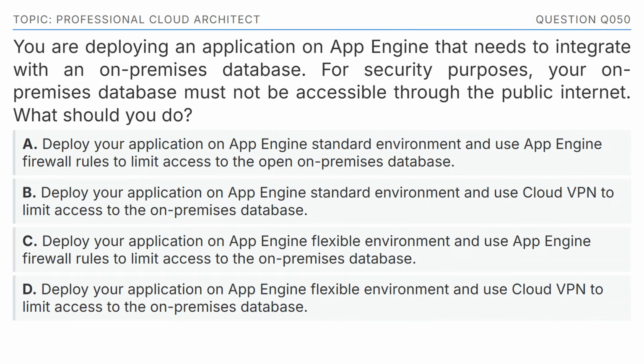Option C. Deploy your application on App Engine flexible environment and use App Engine firewall rules to limit access to the on-premises database. Option D. Deploy your application on App Engine flexible environment and use Cloud VPN to limit access to the on-premises database.